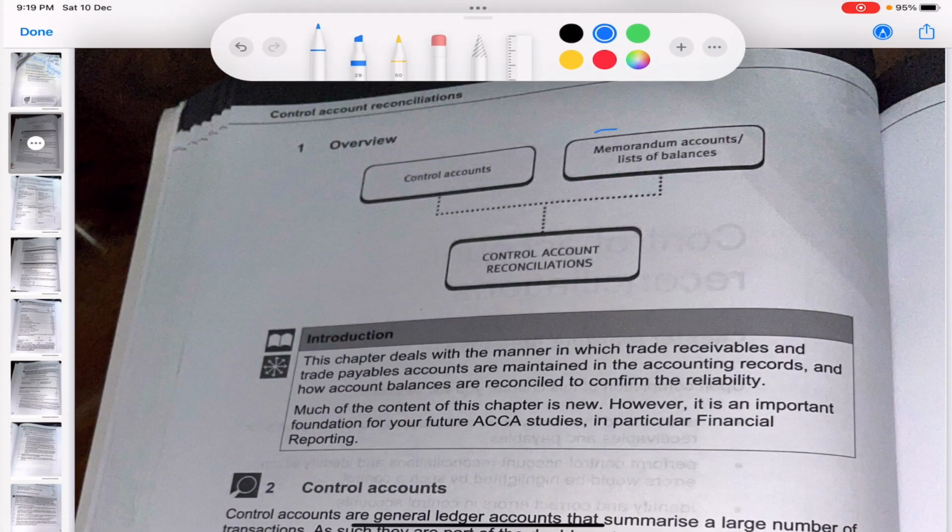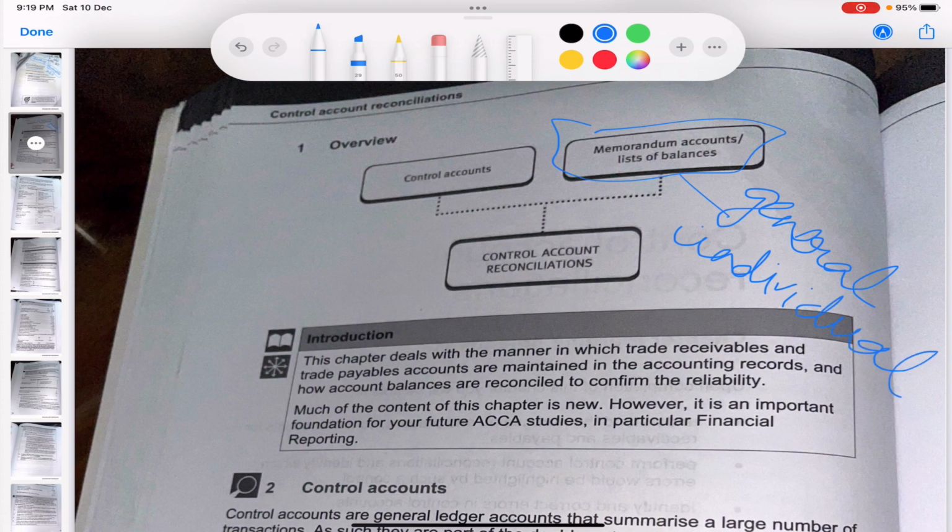Now, what do you understand by memorandum account? Whenever we talk about the memorandum account, we are talking about the general memorandum or the individual ledger accounts. And whenever we are talking about the control account, these are the cumulative ledger accounts, or these are the control accounts.